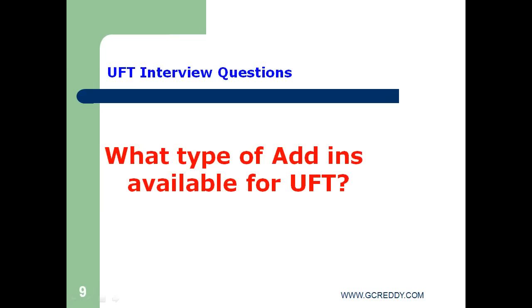Next, what types of add-ins are available for UFT? In UFT, we can find two categories of add-ins. First one, internal add-ins with the basic license. There are 4 internal add-ins: Standard Windows, ActiveX, Visual Basic, and Web. The Standard Windows add-in is not visible in the Add-in Manager, that is a built-in add-in.